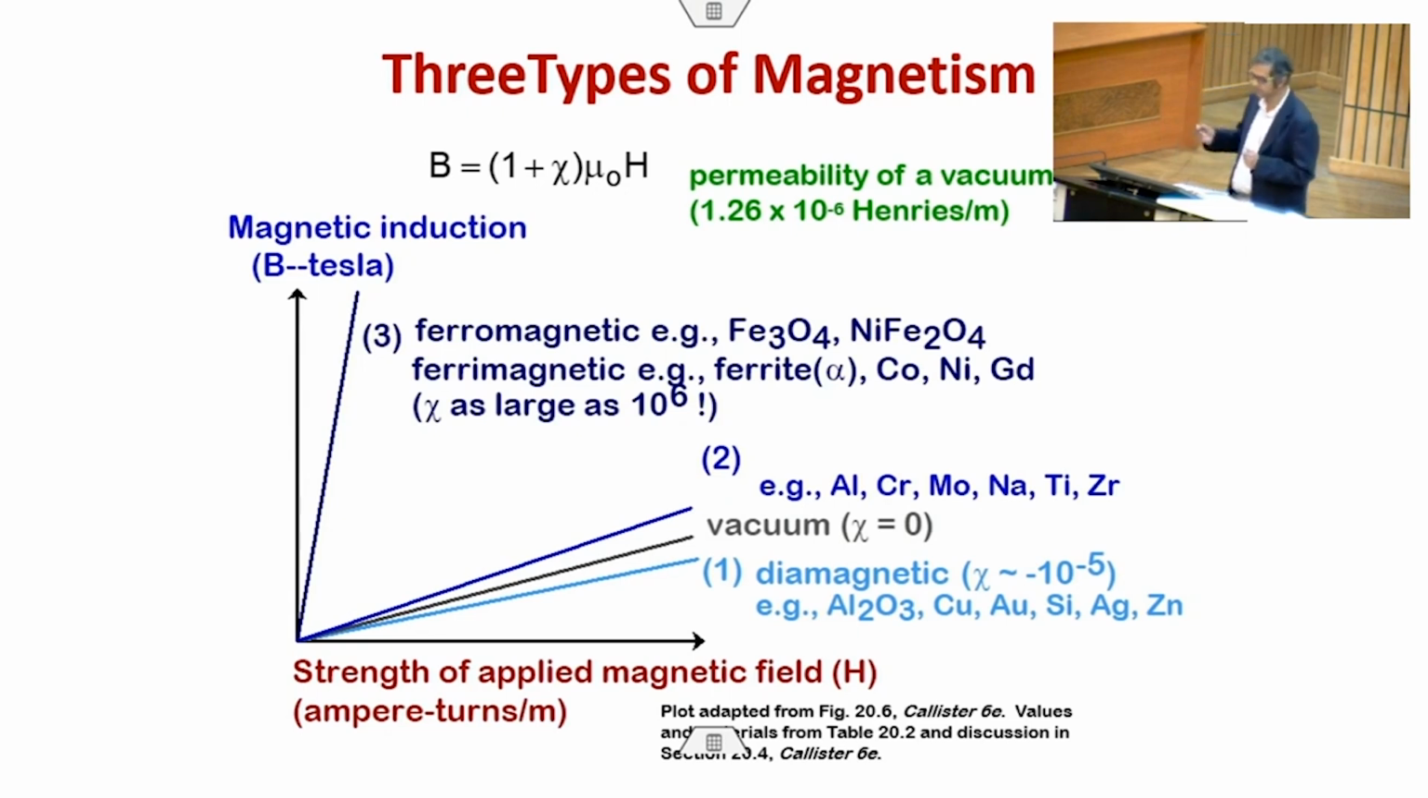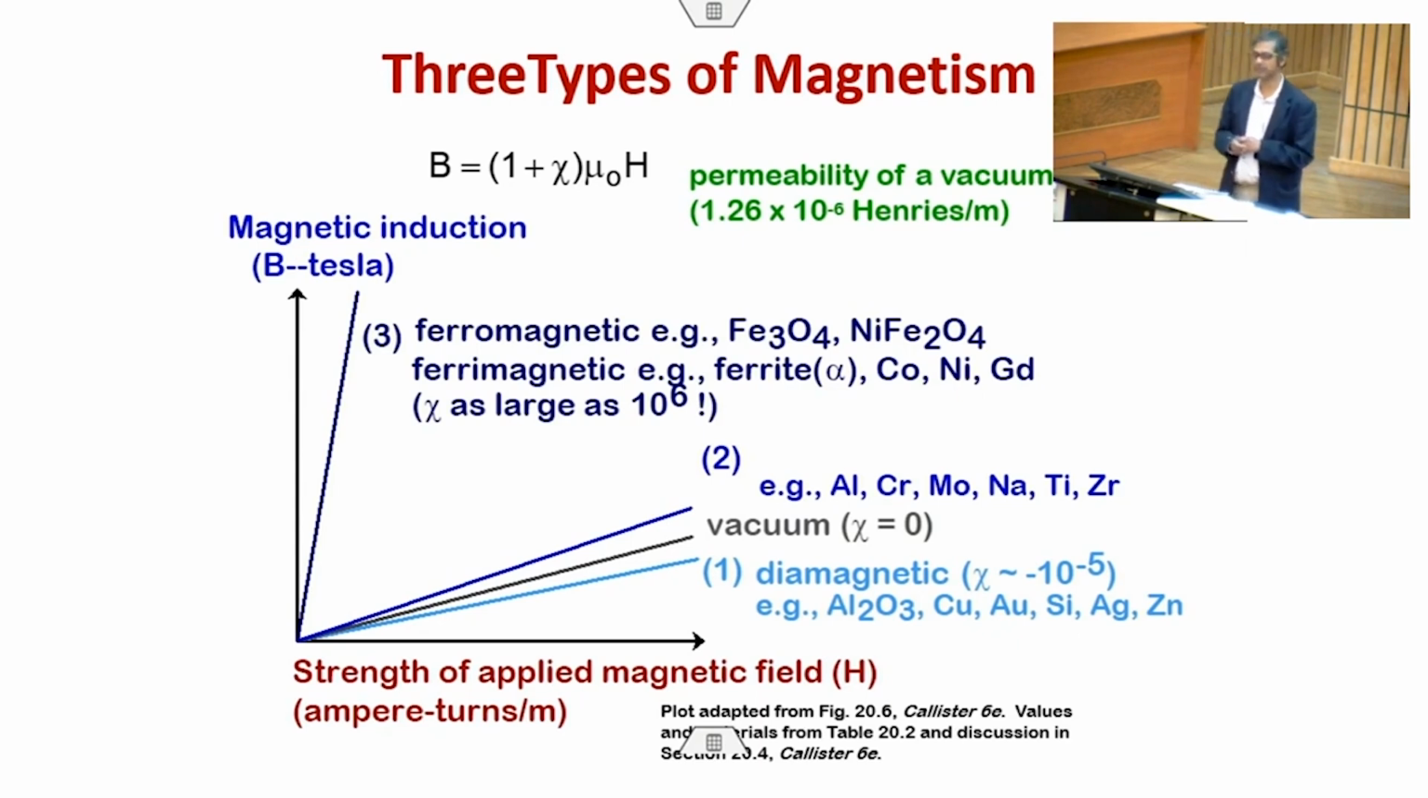Okay. So, that is what we always write, B is equal to (1 plus chi) multiplied by mu 0 into H. Mu 0 is the permeability of vacuum, and chi is basically known as the susceptibility. So, for this ferromagnetic material, chi is very high, it can go to 10 to the power 6. Then you have a second type of materials like aluminum, chromium, molybdenum, sodium, titanium, zirconium, with a very low susceptibility, almost close to vacuum, right.